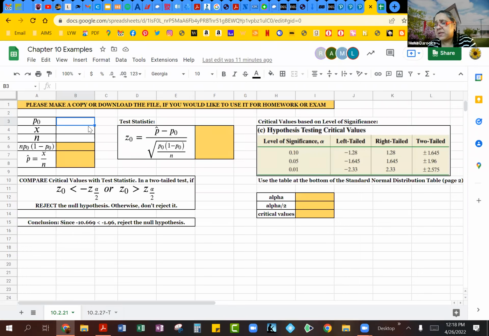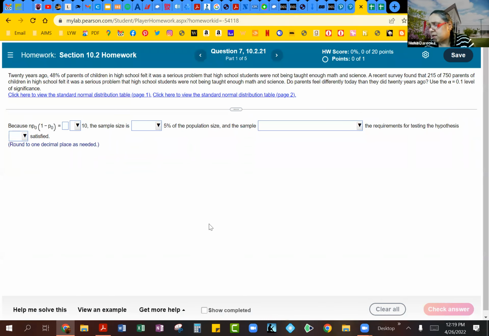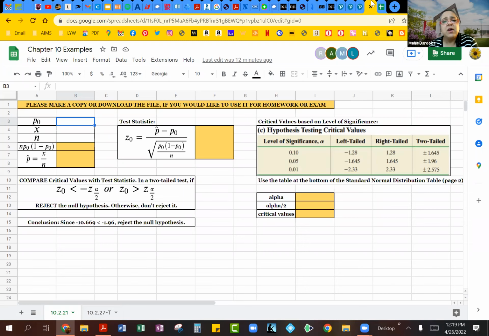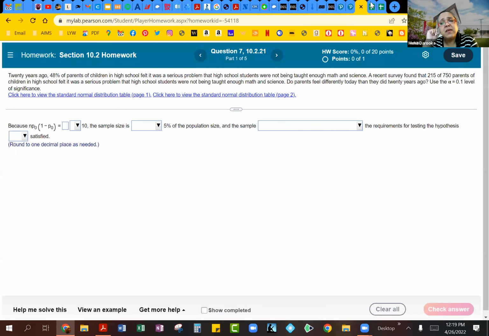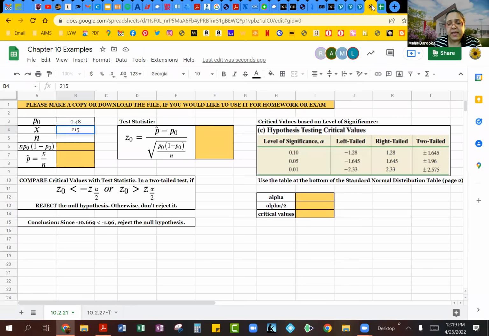So your p sub 0 is actually going to be the, is it going to be for the recent one? Let me check that very quickly. No, so the p sub 0 is actually the original probability that's given to us, which is the 48% of the parents. So again, put that as a decimal, 0.48. The x and the n values are actually going to be from the recent survey. So that's 215 out of 750. So 215 for the x, 750 for the total parents.